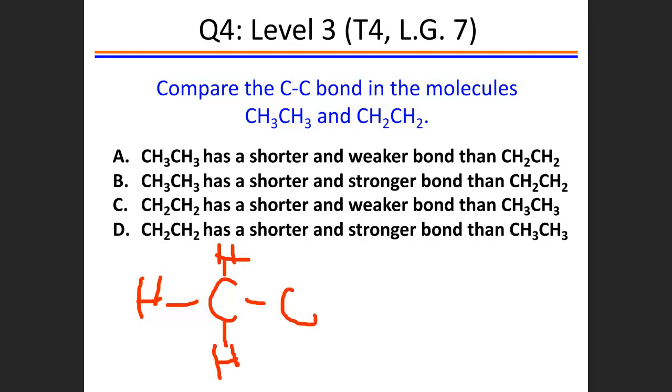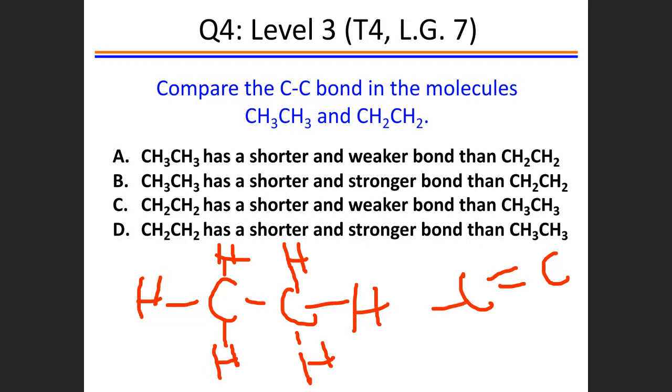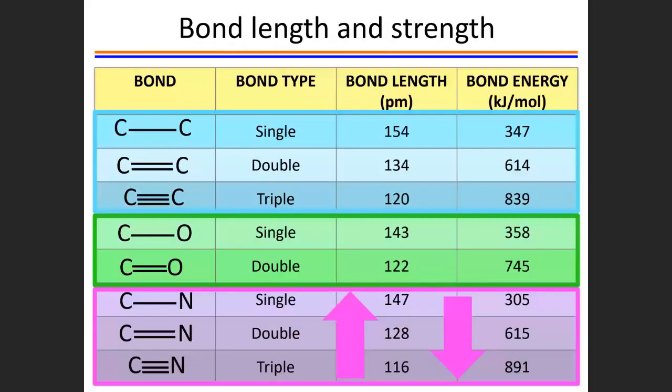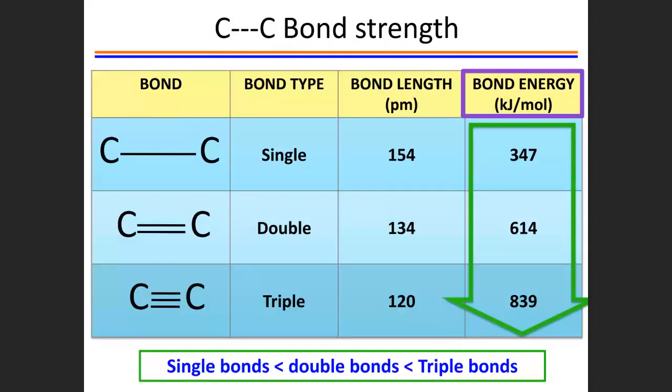This is the CH3CH3. You know carbon has four hands. But for CH2CH2, you need it like that. So from the knowledge of single bonding and double bonding that we learned previously, here we go, you can determine which one is weaker and which one is stronger, correct?